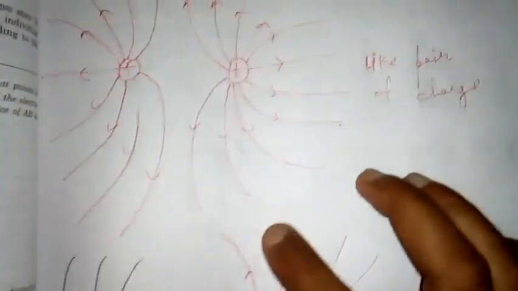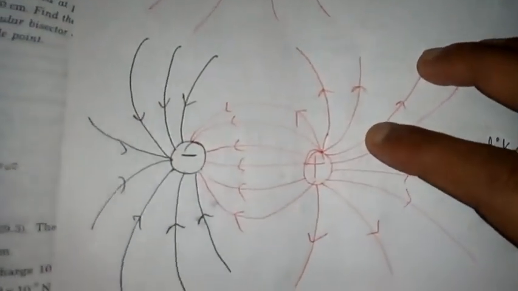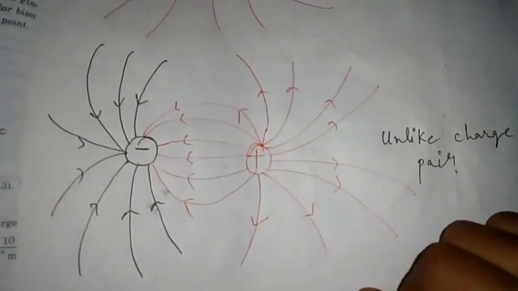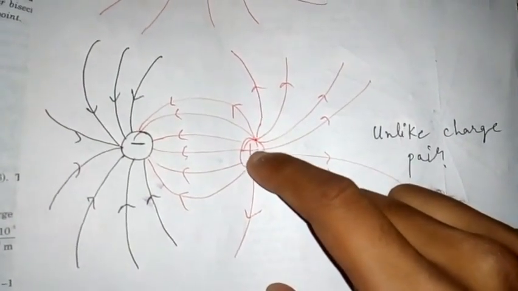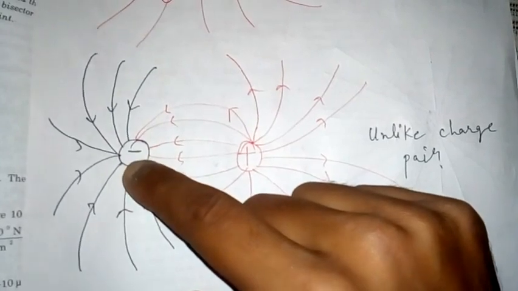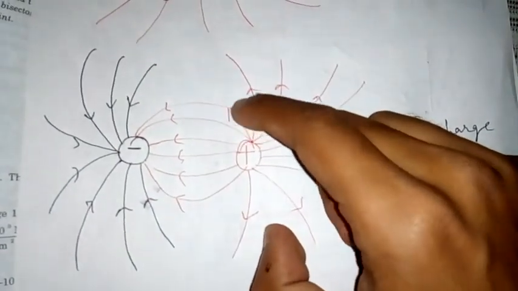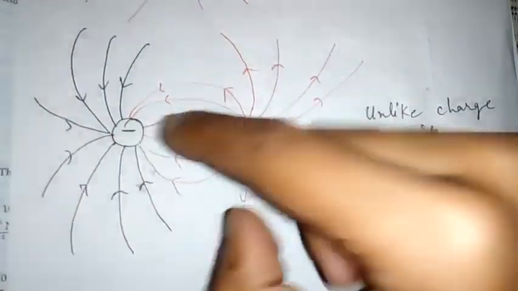Look at what I have written over there. This is a like charge pair. If I look at the negative and positive charge pair, the lines generating from the positive charge are converging to the negative side, which means these lines are joining directly.